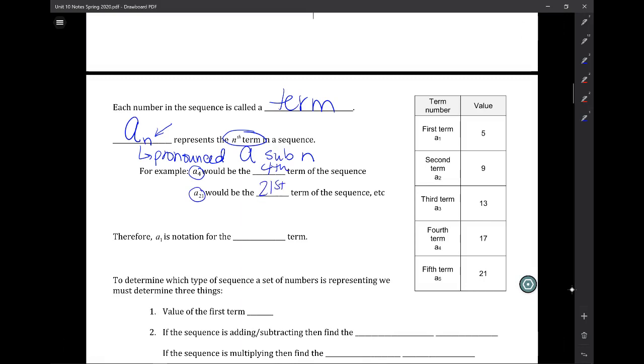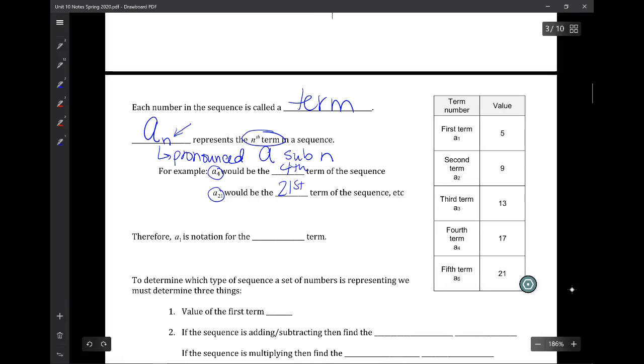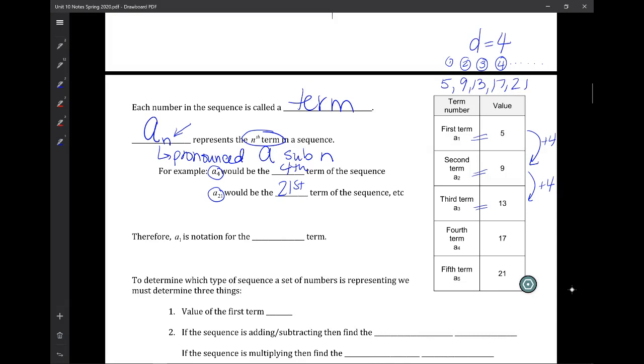So over here in this little chart, you'll see, if I say A1 is equal to 5, A2 is equal to 9, A3 is equal to 13, we could just list this sequence out: 5, 9, 13, 17, and 21. And we would assume that the 5 is the first term, the 9 is the second term, the third term, the fourth term, and so on. We can also visually see what our common difference is because it's adding the same amount every single time. So we could say the common difference is 4 because it's adding 4 every single time.